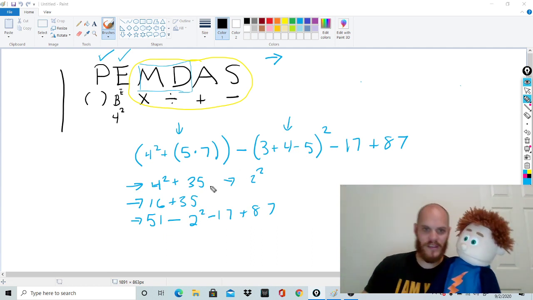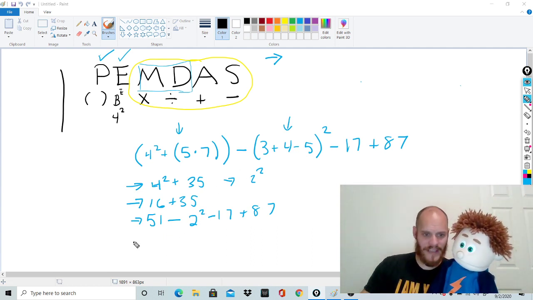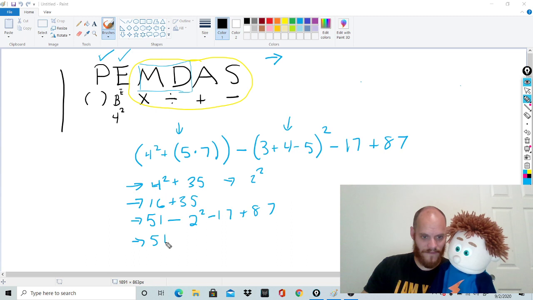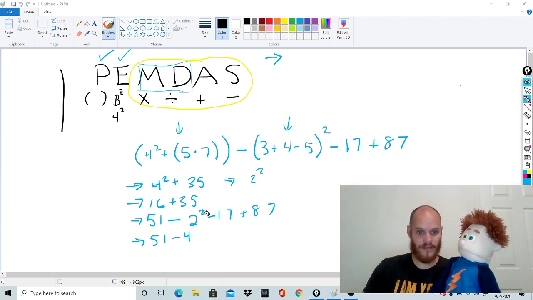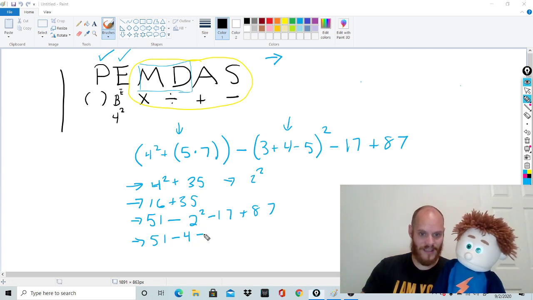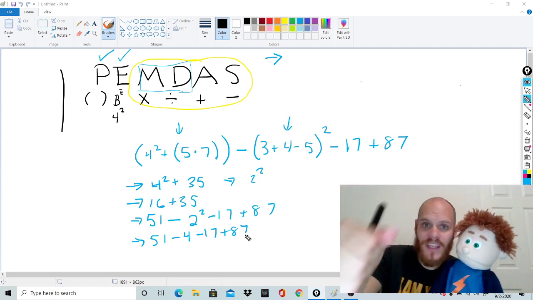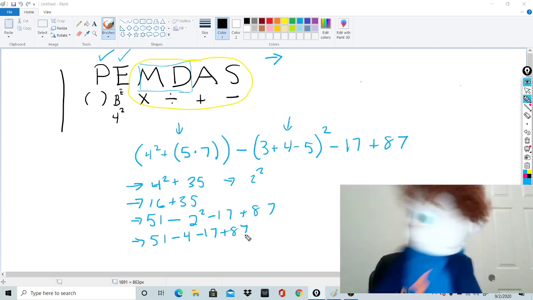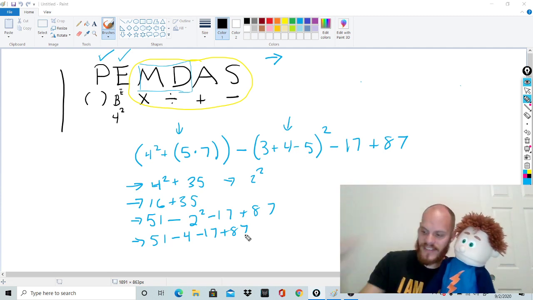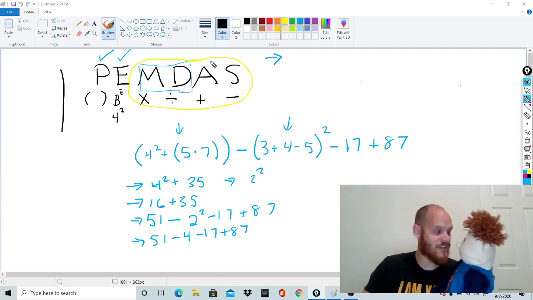All right, so now 2 squared is the next part I'm going to do because that's still an exponent. So I'm going to get 51 take away 4, because 2 squared is 2 times 2. Not this 2, that's the base multiplied by itself, minus 17 plus 87. So I want to point out, and this is where kids get really, really confused, so tune in. You watching? Are you watching? Look, this is the reason I call it my dreadful Aunt Sally.